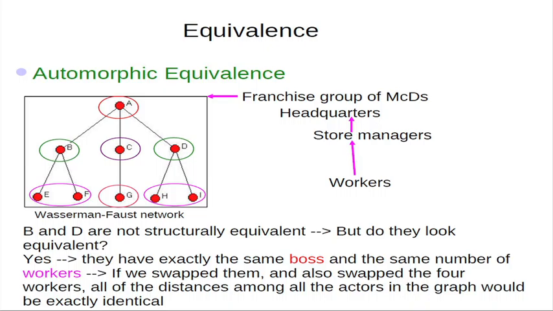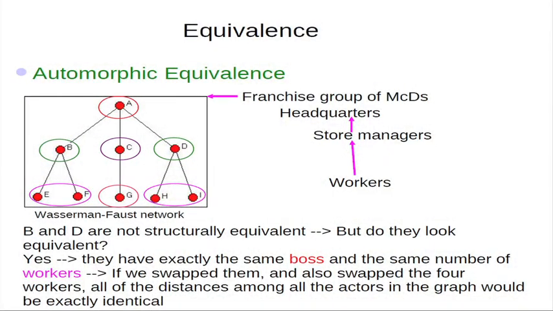Given this idea of automorphic equivalence, we can now define the automorphic equivalence classes. If a pair of nodes are structurally equivalent, they are definitely going to be automorphically equivalent, because they share exactly the same set of neighbors. So structurally equivalent nodes are always automorphically equivalent, but not vice versa. That means E and F are automorphically equivalent. Similarly H and I are automorphically equivalent because they are already structurally equivalent.